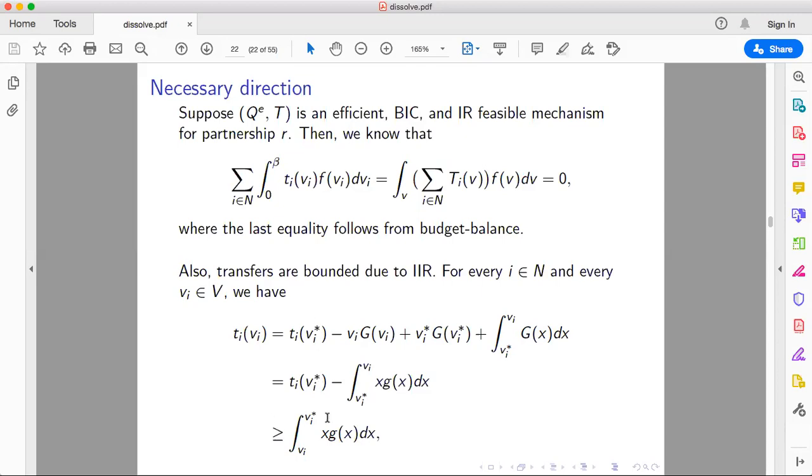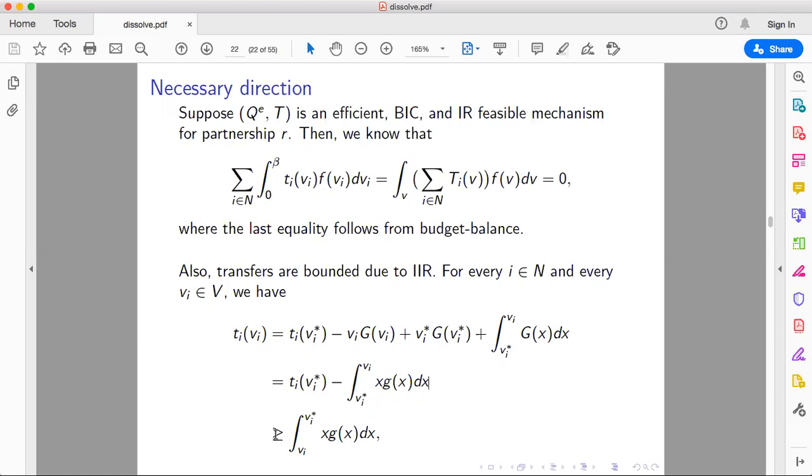What I have done here is simple algebraic manipulation. The term after the TI V star I can be written compactly by this particular integral. If you integrate this term by parts, you exactly get this. So that's what this is: Ti V star I minus this term.